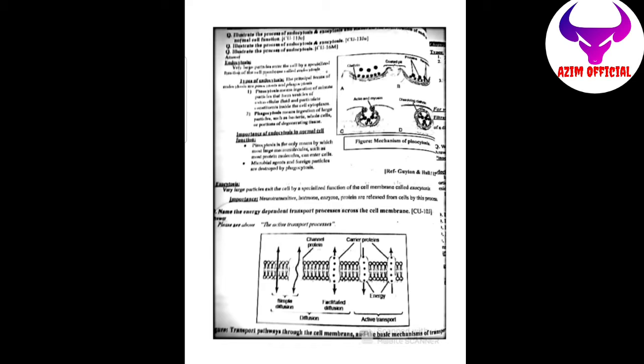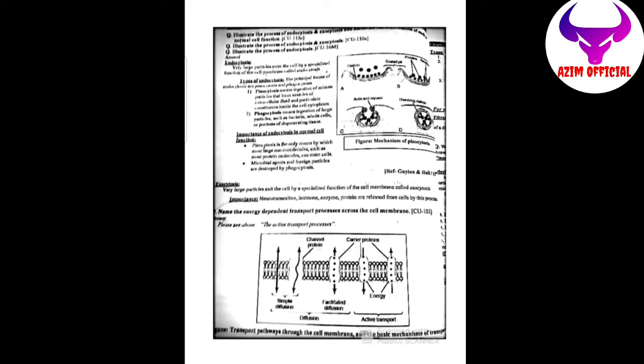So, this is named the energy dependent transport process across the cell. The transport processes are simple diffusion, facilitated diffusion, and active transport. Which amongst them is the energy dependent one? Active transport. Yes. So you can see in the picture, energy dependent is the active transport system.